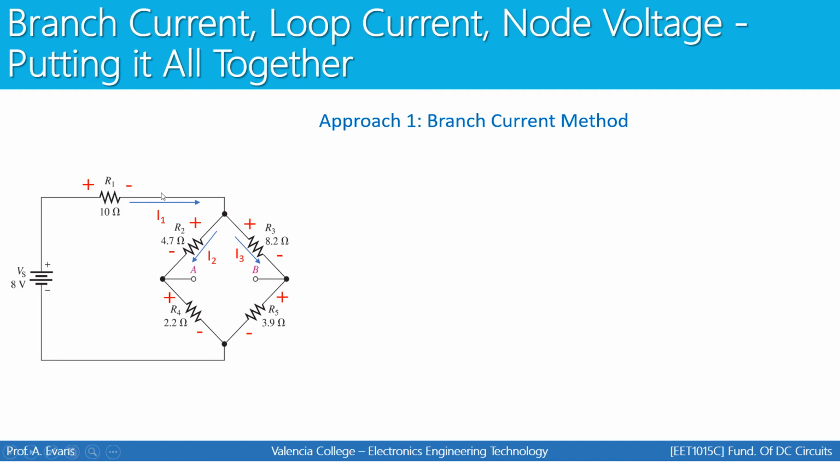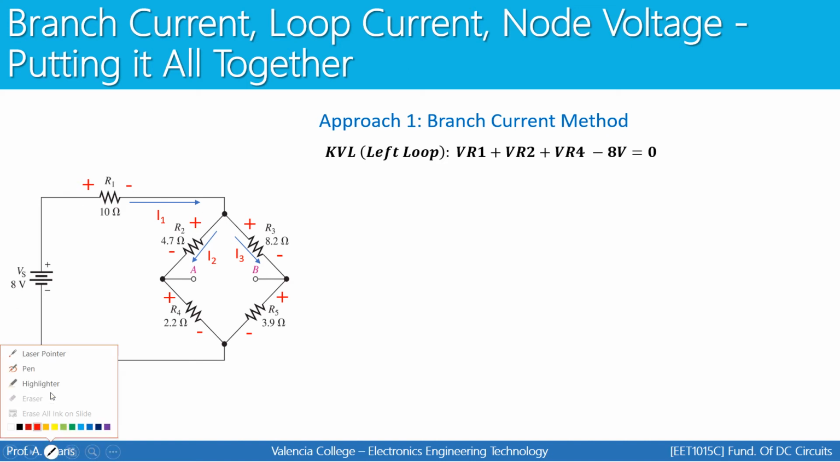There are two closed loops. One loop begins with the 8-volt source and goes around this way. The second loop is inside the diamond shape right here. So we're going to begin with a KVL around the left loop. If you start from right here and go around the loop clockwise, you'd have an equation VR1 plus VR2 plus VR4 minus 8 volts equals 0.